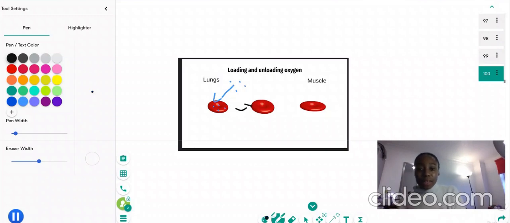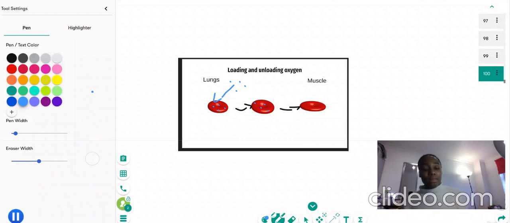This red blood cell might then travel across the body through our circulatory system, so throughout our blood vessels, carrying these oxygen molecules to whatever cells need it. Now, our muscle cells in this example would be a good way of describing how oxygen is needed in certain cells in our body. For example, if we're undergoing rigorous exercise, our cells need to undergo respiration. And for respiration, we need oxygen.